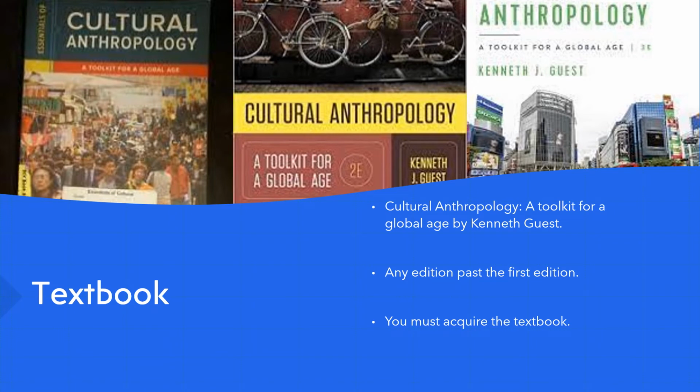The textbook is called Cultural Anthropology: A Toolkit for a Global Age by Kenneth Guest. Any edition past the first one will do. I essentially built the course using the second and third edition of the book, so any edition of the book except for the first one will work really well for this course. You must acquire the textbook. It will not be easy to complete the discussion posts nor the exams if you don't have the textbook, right?